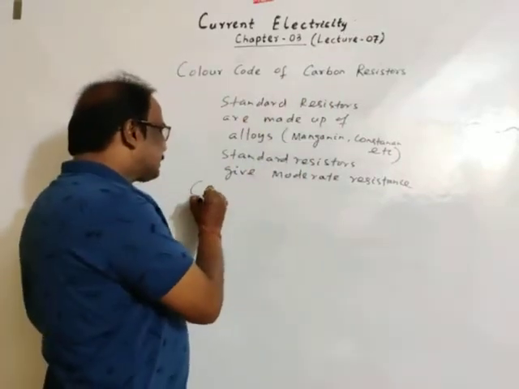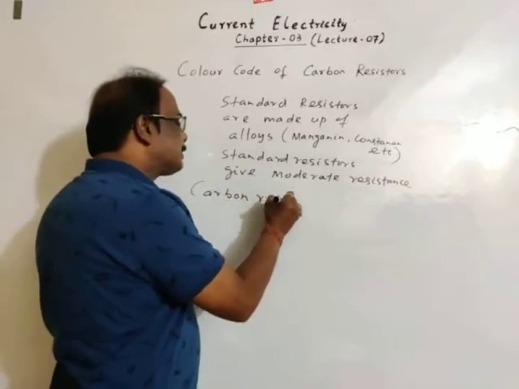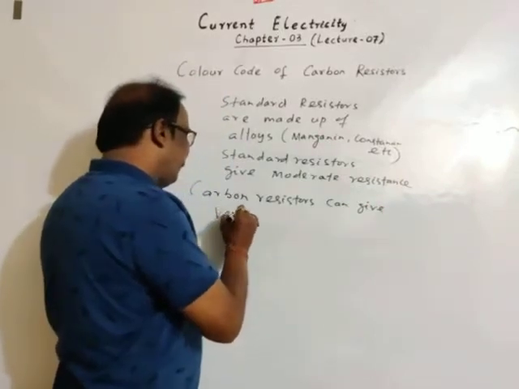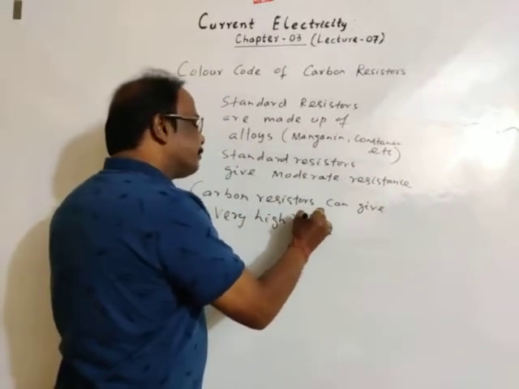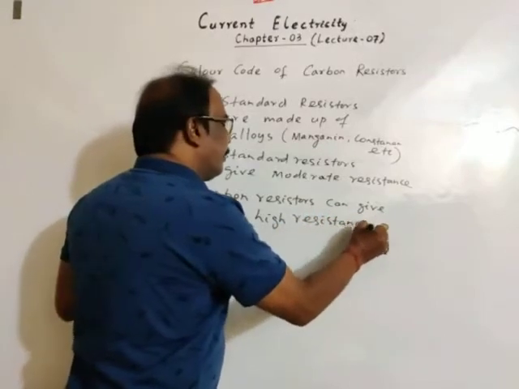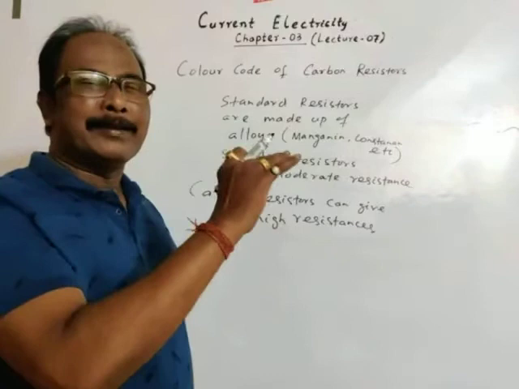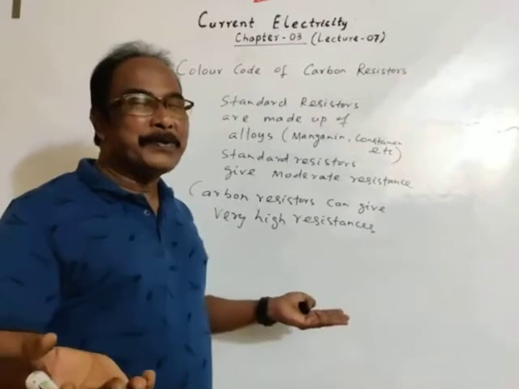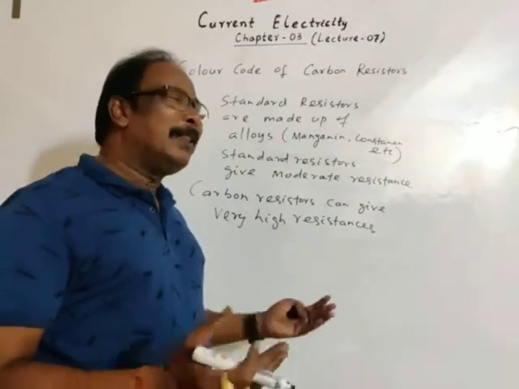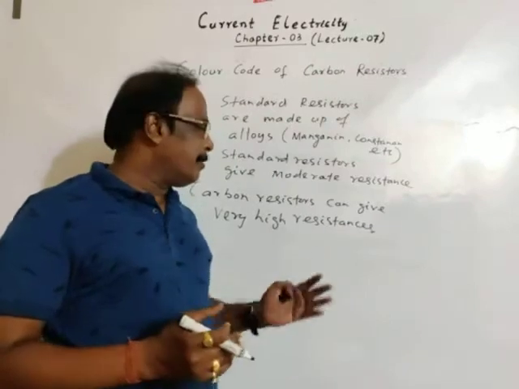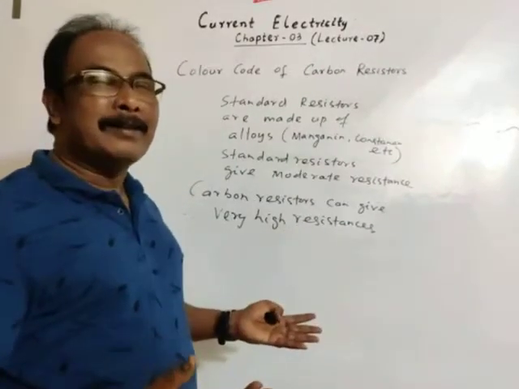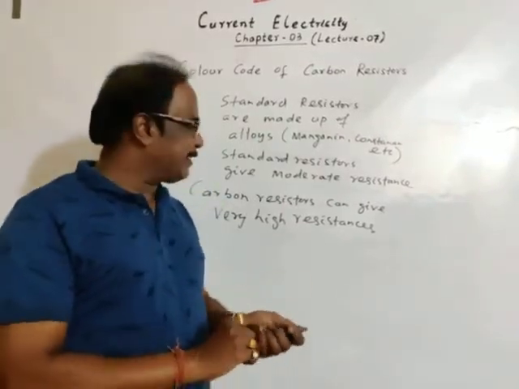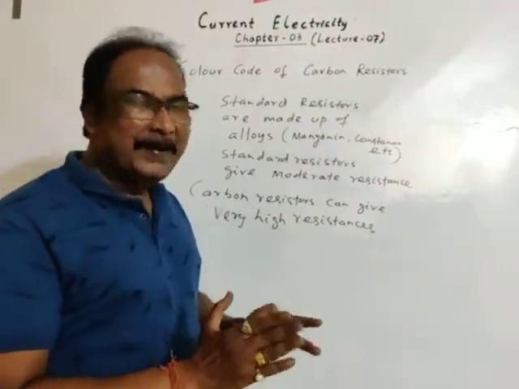Carbon resistors can give very high resistance. So where we need very high resistance, we use carbon resistors. All these carbon resistors are used very easily by knowing their resistance. Okay, I am erasing it. Is it clear to you? Very clear.